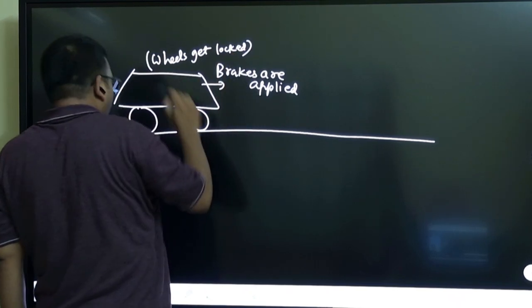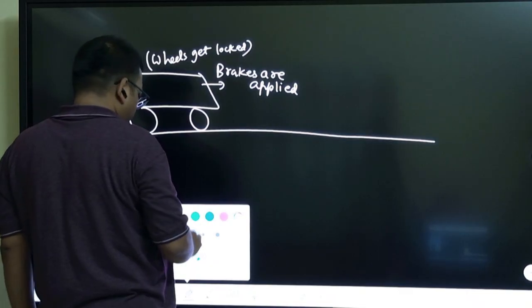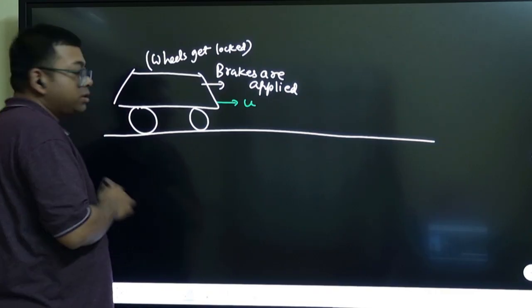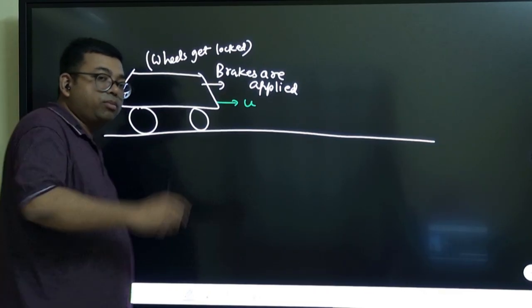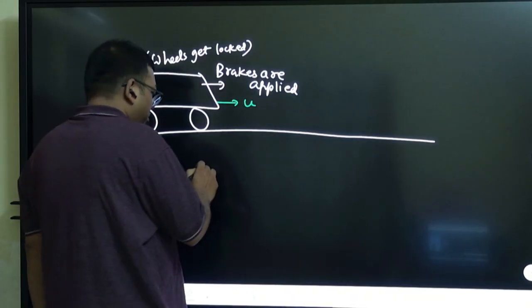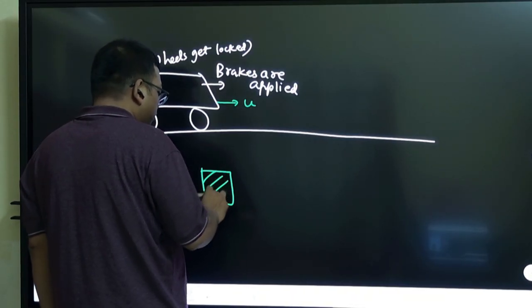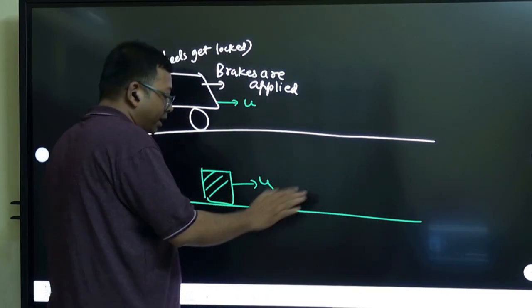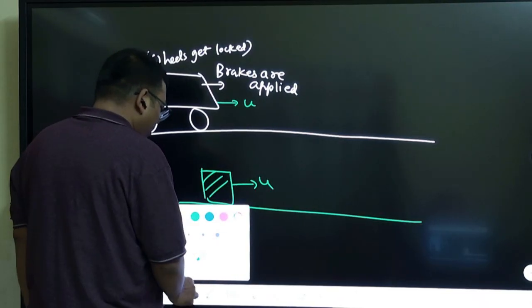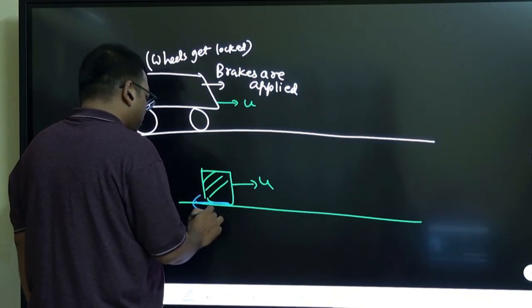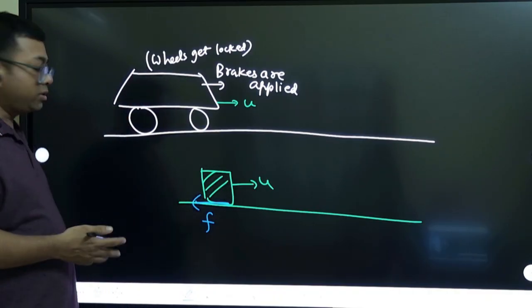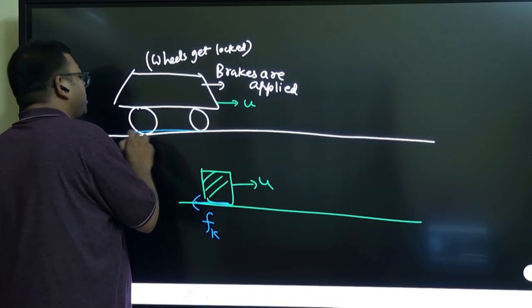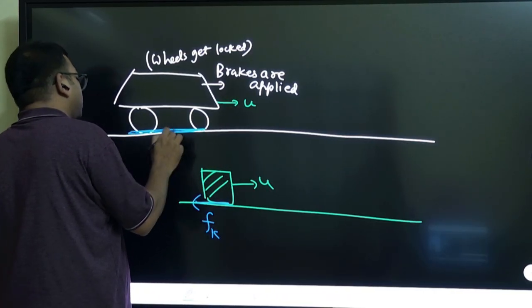If wheels get locked, it will just slide over the surface, and it has initial velocity u. It will start sliding over the surface just like a block. Suppose you throw a block with velocity u over this surface, it will be sliding over. As it slides, friction will act this way. Of course this is kinetic friction only, because the body is moving. The same thing is happening here on this car.